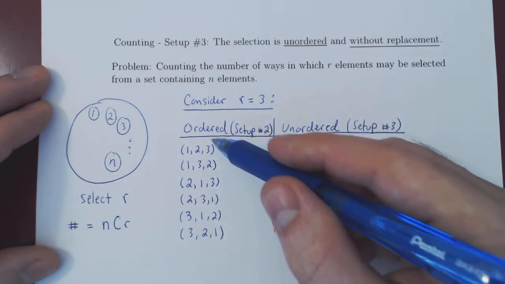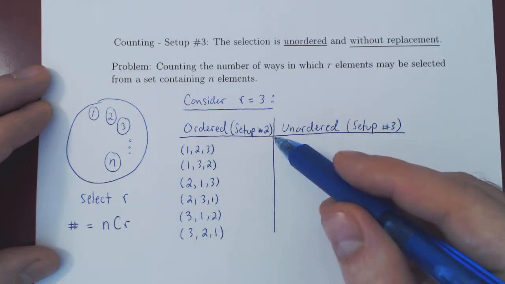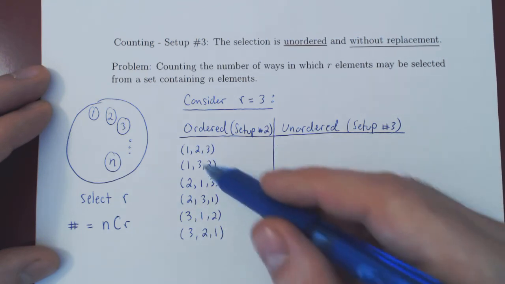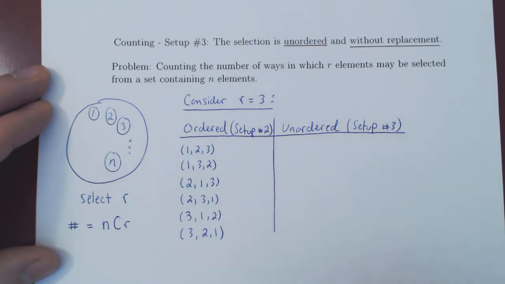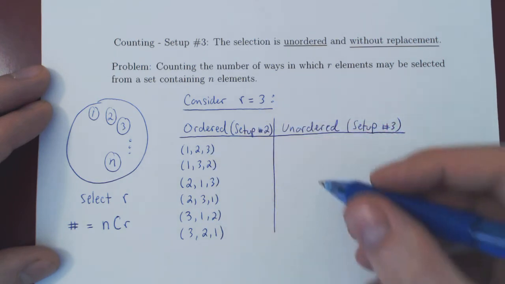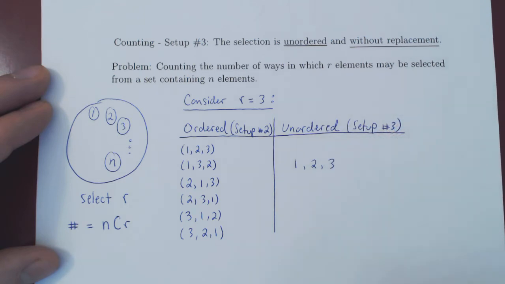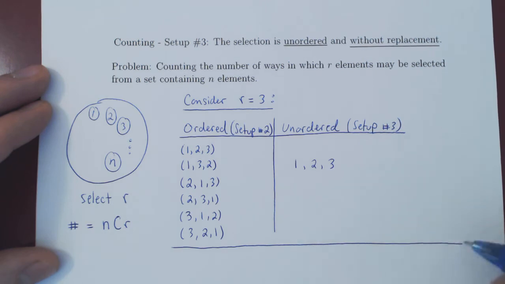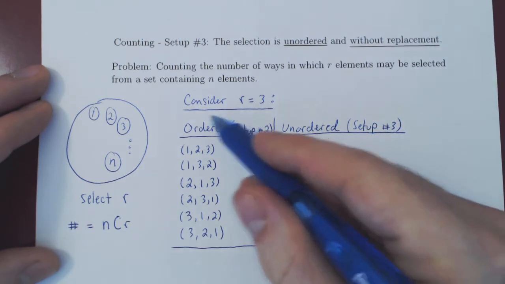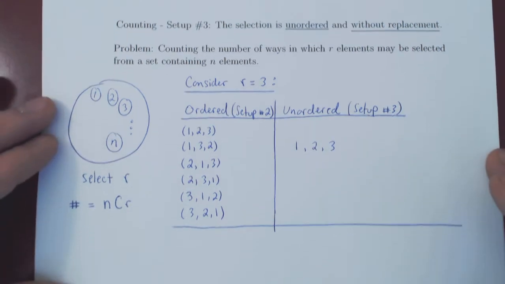But now imagine what happens to all of these 6 selections if we now consider them as being unordered. Well, they all become the same selection. Every selection here contains the balls 1, 2, and 3. So those 6 selections become only one selection when the setup is unordered. And that is our key observation here. So clearly, nPr is bigger than nCr, right?